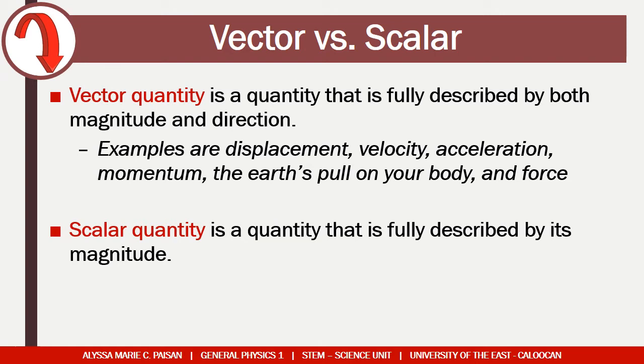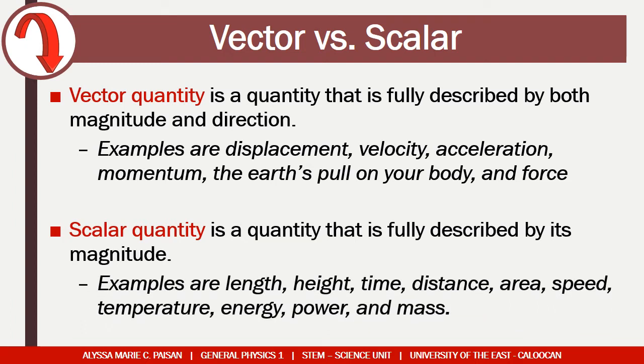On the other hand, a scalar quantity is a quantity that is fully described by its magnitude. Again, when we say magnitude, that's the numerical value and the unit. So the major difference between them is that the vector has direction while a scalar quantity only has magnitude. Now, here are some examples of scalar quantities. We have length, time, distance, speed, temperature, energy, power, and mass.